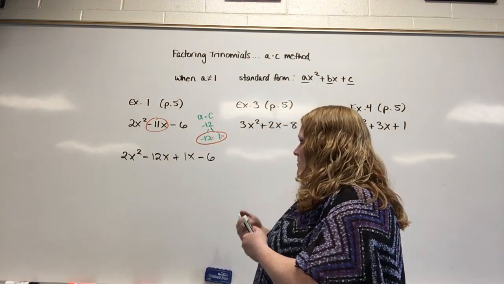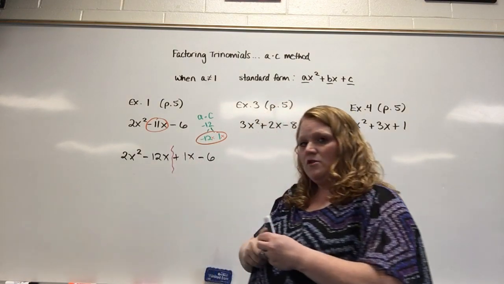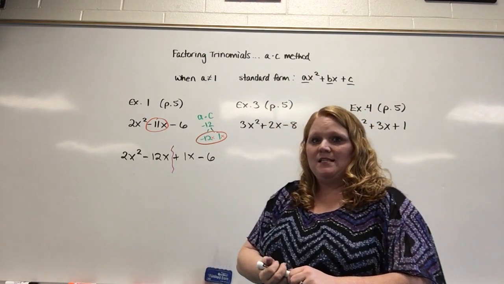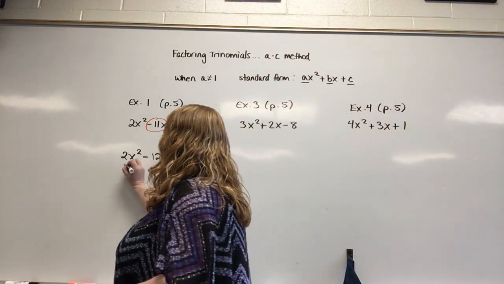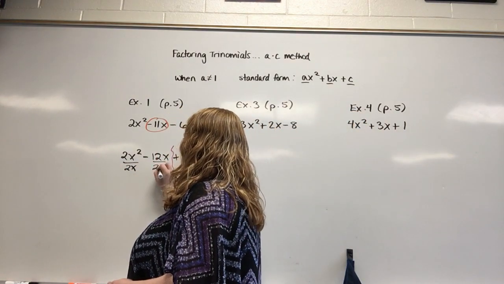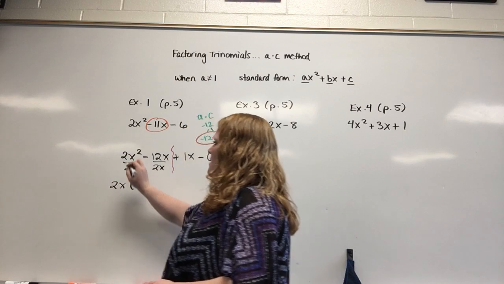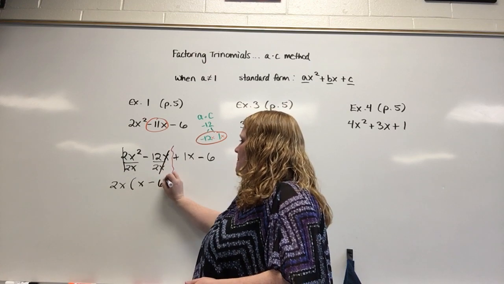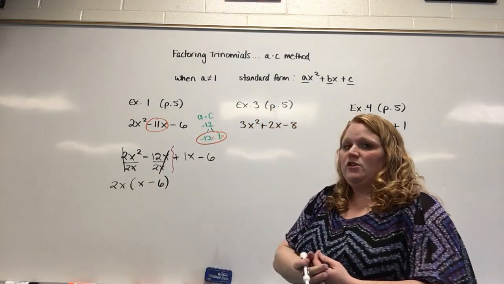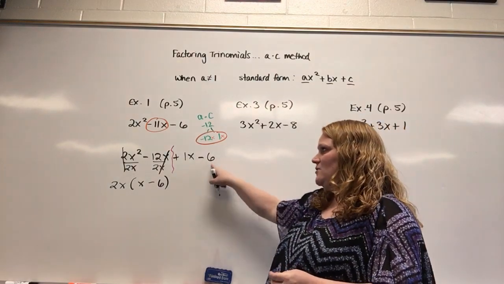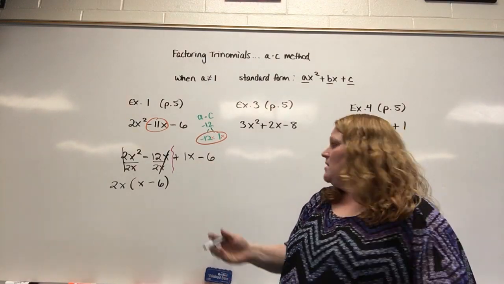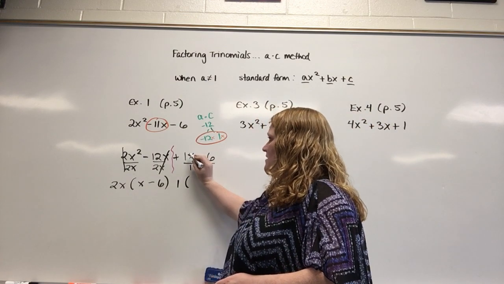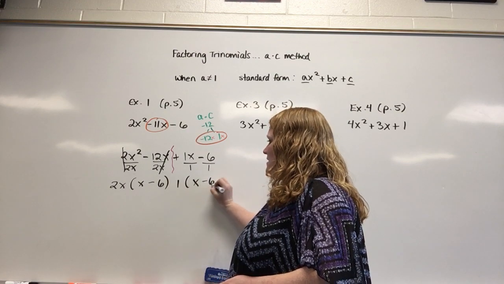Now I'm going to split the problem into two groups, the first group and the second group. I'm going to look at the first group and figure out what my GCF is. So the GCF would be a 2x. So I'm going to factor out a 2x, and what I'm left with is x minus 6. Now on the right side, I have to do a GCF there as well. So I can't factor anything out, but I have to factor something. So I'm going to just divide out a 1. Now I have to write the 1 down, and then what's left is an x minus 6.